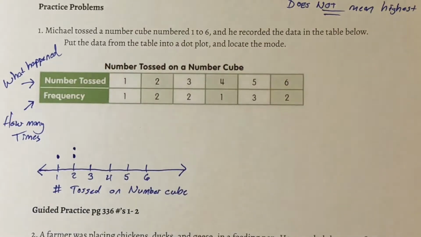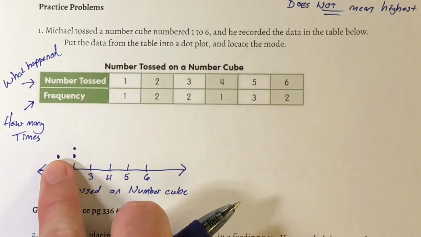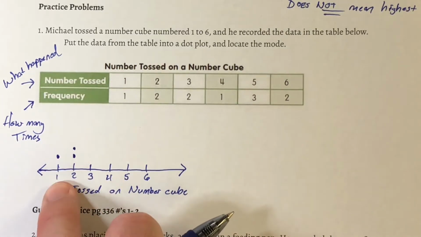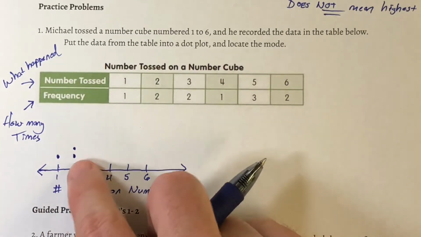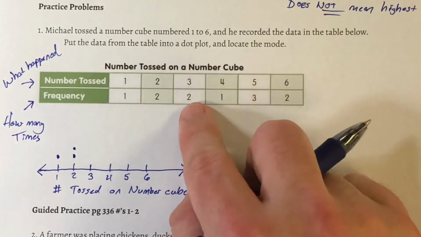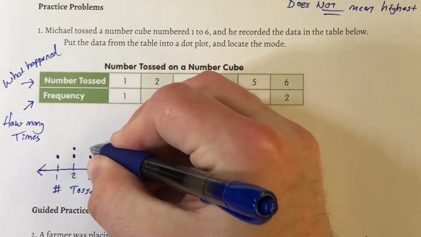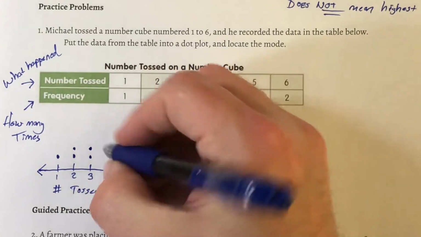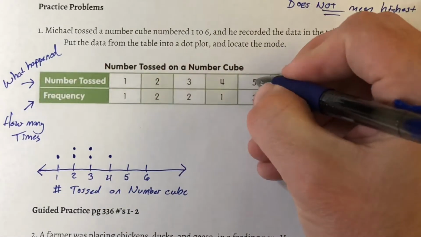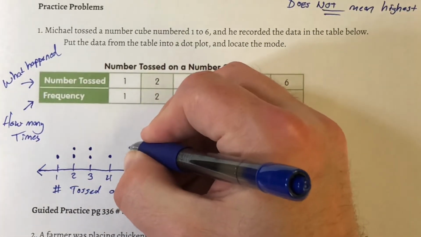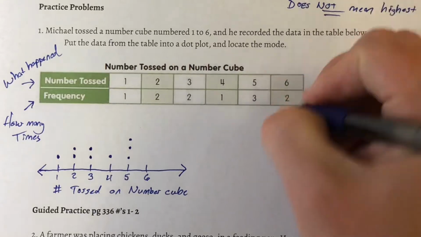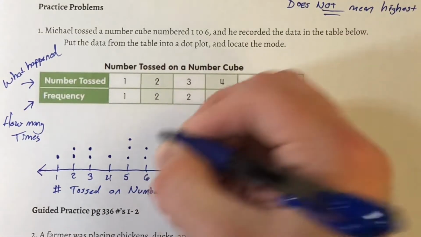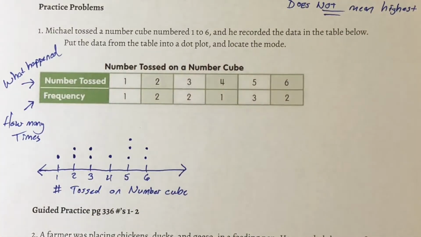So these dots don't represent people like they typically do on dot plots. They represent an event. So this event means he rolled a 1 once. He rolled a 2 2 times. He rolled a 3 2 times. So we put 2 dots above the 3. He rolled a 4 once, so 1 dot. He rolled a 5 3 times, so 3 dots. He rolled a 6 2 times. So 2 dots above the 6. All right, so we have our dot plot.